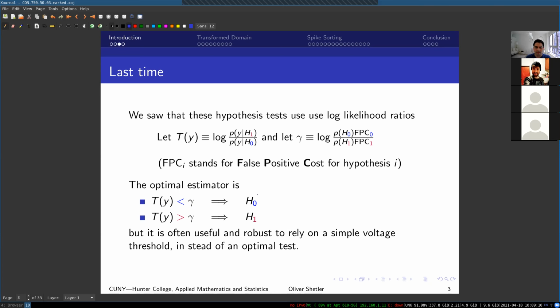but the main thing is that those were in the time domain. We also saw that it's often useful and even robust to just rely on a simple voltage threshold instead of an optimal test. This has to do with the fact that oftentimes our assumptions for the various optimal tests are violated anyway. So we might as well throw caution to the wind and do something that's cheap and fast.